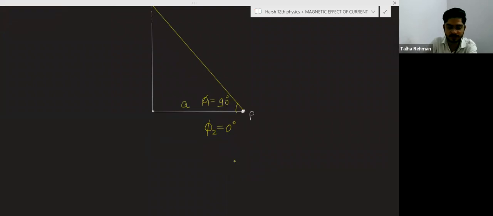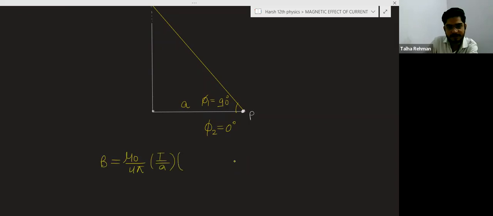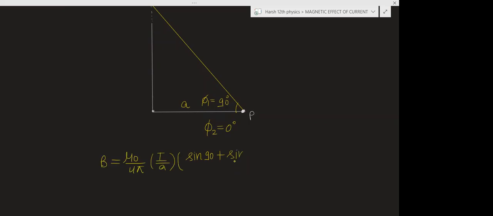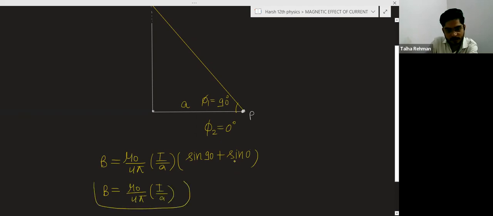When you put the values in the formula, it is mu naught divided by 4 pi, that is I by A, sine phi 1 plus sine phi 2. What is sine phi 1? Sine 90, and this is 1. Plus sine 0. So finally when you calculate, you will get the answer mu naught upon 4 pi, I by A. So this is the formula.